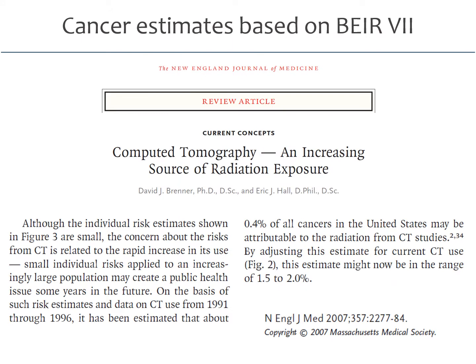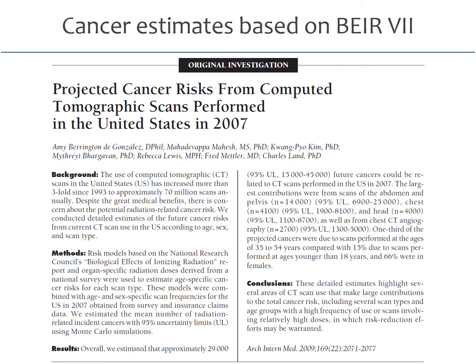Despite that, soon after the publication of the BEIR 7 report, several articles appeared in the literature predicting numerous cancers arising from radiation exposures from diagnostic examinations, based on the risk estimates of the BEIR 7 report and the assumption of the LNT model. This is an article published in 2007 in the New England Journal of Medicine by Brenner and Hall that predicted that about 1.5 to 2% of all cancers in the US might be attributable to the radiation from CT studies. And this is an article from Amy Berrington de Gonzalez, published in 2009 in the Archives of Internal Medicine, that predicted that approximately 29,000 future cancers could be related to the CT scans performed in a single year in the US.